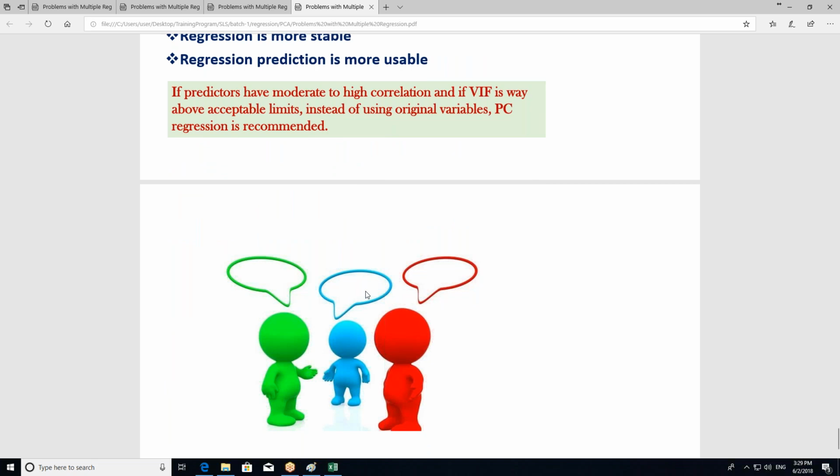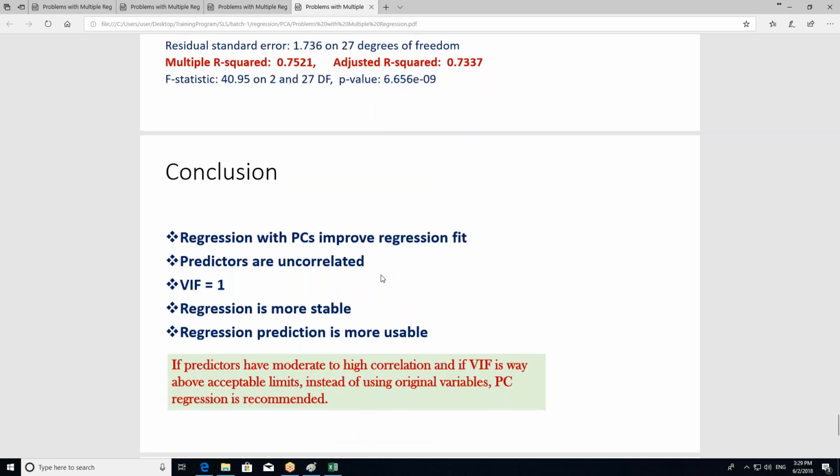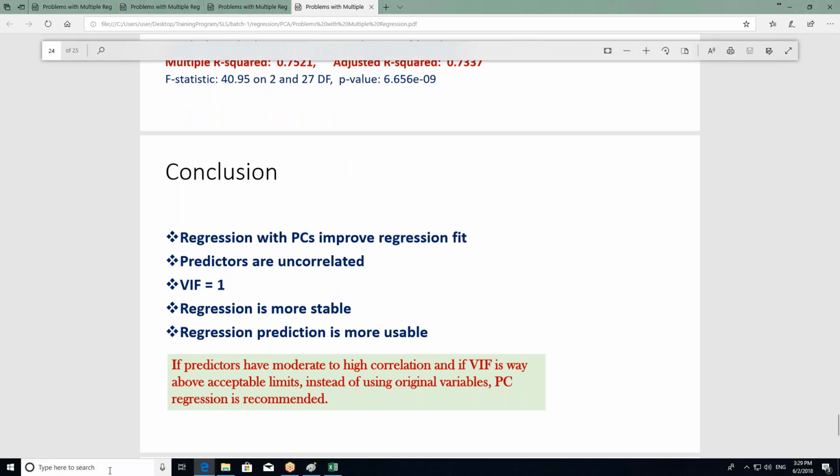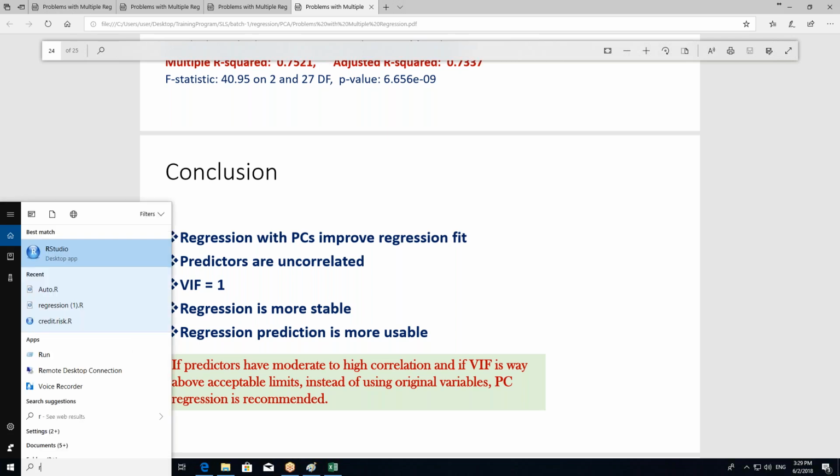So with this, I can say PCA is complete, and what I can do is take up a sample code and run and show you how it is working.